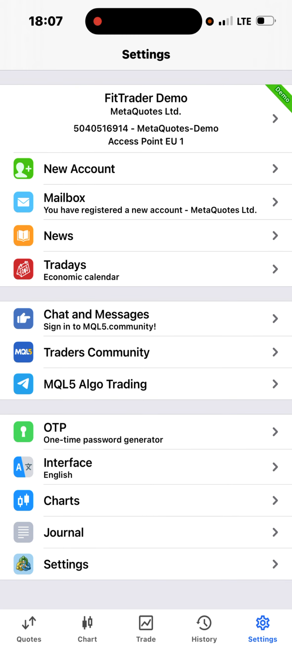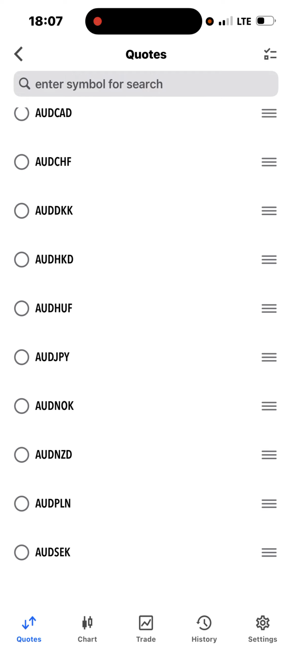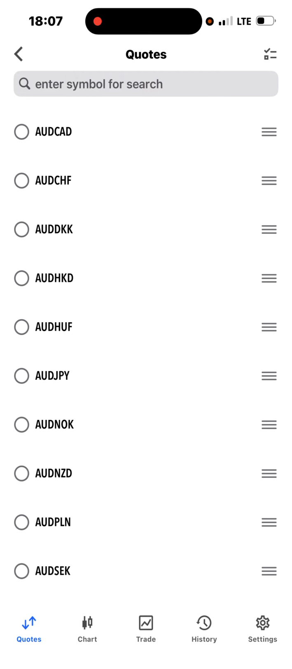So going further, okay, let's go to the quotes tab. So this is the quotes. This is where you find all the currency pairs. Now if you click on this pen symbol right up here, it's going to show you all the currency pairs you have on your platform currently. But if you are looking for a currency pair that you cannot see, you search.